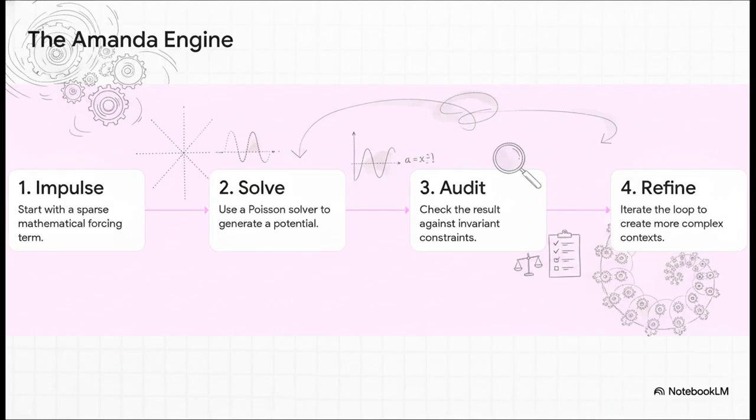You can think of it as a 4-step creative loop. You start with a little nudge, an impulse. Then you calculate its effects. Then, and this is the critical part, you audit the result to make sure it's stable and follows the rules. And finally, you refine and repeat the loop, carving out more and more complex structures with every single pass.